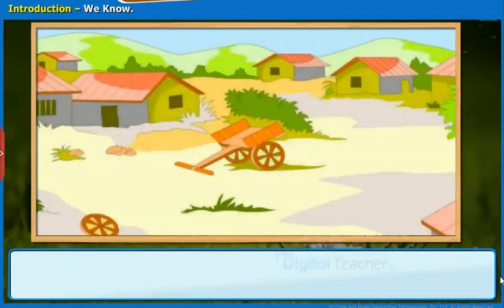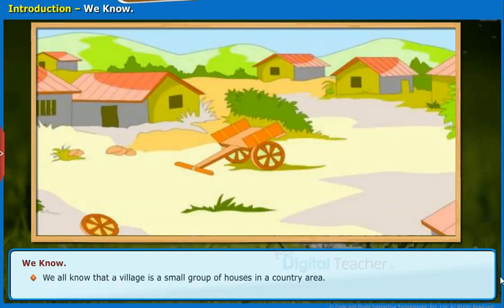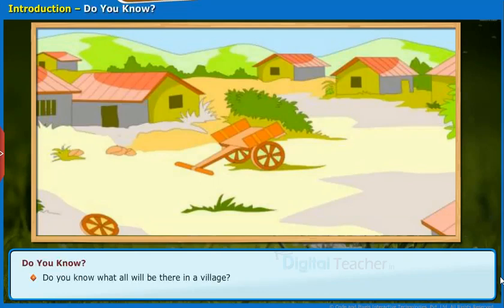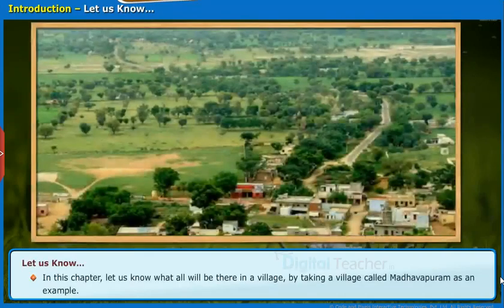Let us first start with the introduction. We all know that a village is a small group of houses in a country area. Do you know what all will be there in a village? Do you have any idea of the various social institutions that exist in a village? In this chapter, let us know what all will be there in a village by taking a village called Madhavpuram as an example.